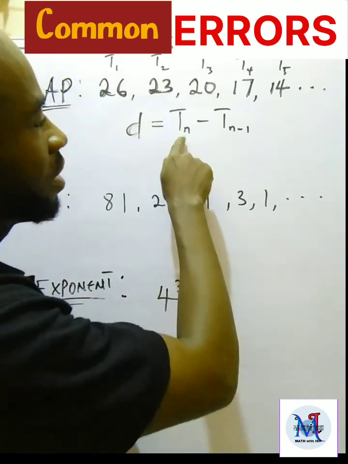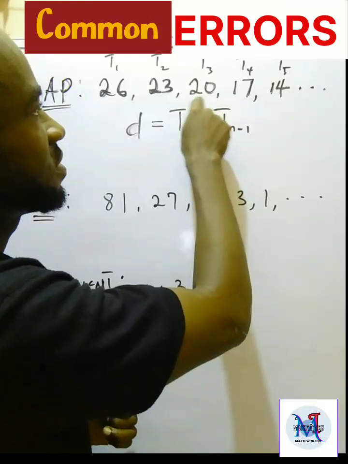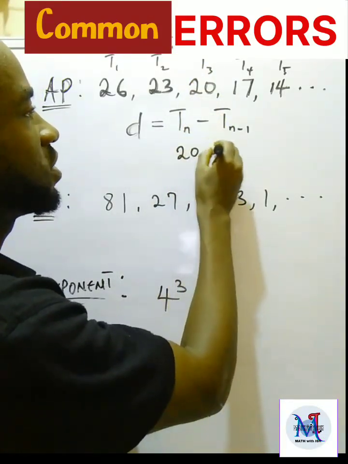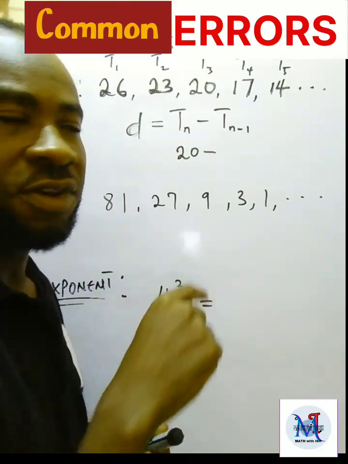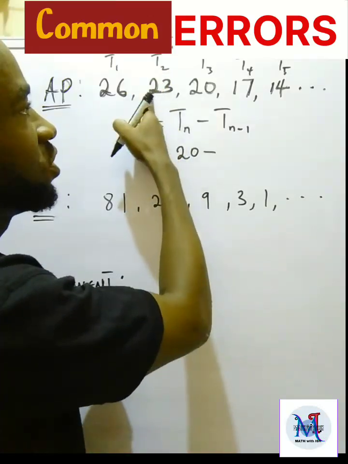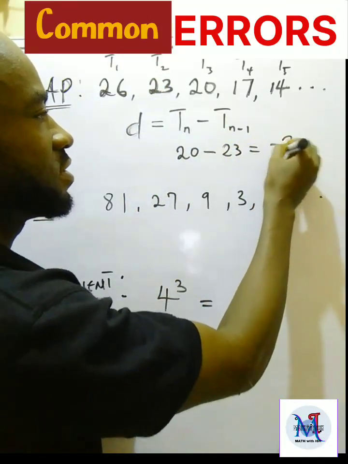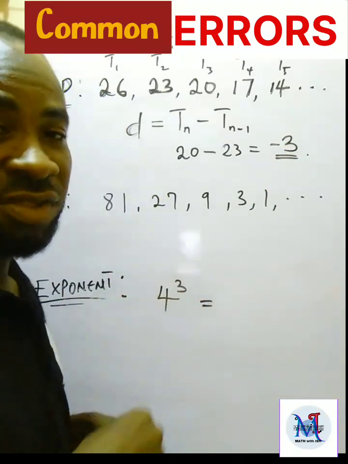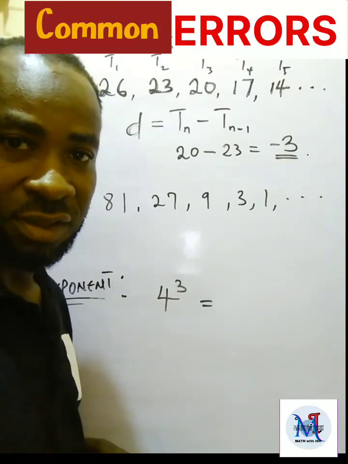So this Tn, I say, represents any of the terms. So if I take this third term now, which is 20, I subtract the term that precedes it, the one that comes before it, and that is what? Second term, which is 23. And so our common difference is minus 3. I know some students will see this and say that the common difference is 3. No, the common difference is actually minus 3 and not 3.